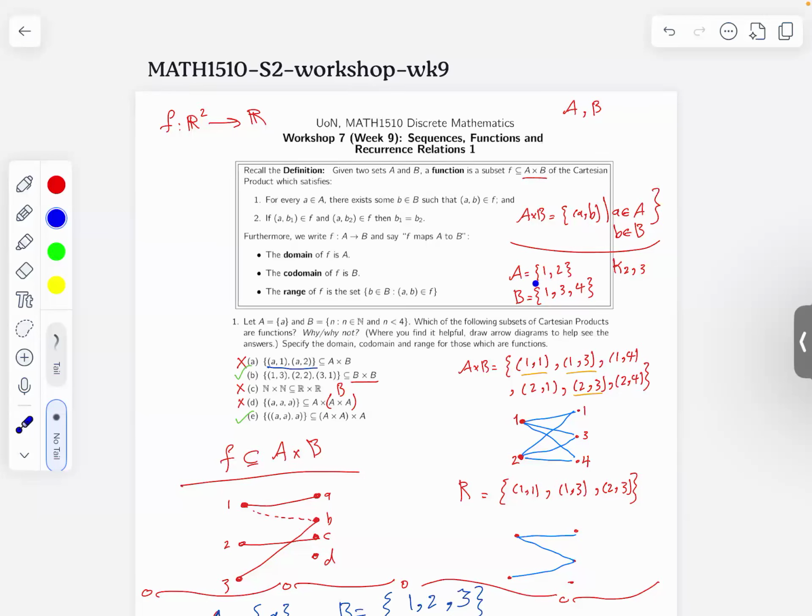For instance, A is {1, 2} and B is {1, 3, 4}. Therefore, A times B will be (1,1), (1,3), (1,4), and (2,1), (2,3), (2,4), which are written here. In the graph, 1 is related to 1, 3, 4, and 2 is related to 1, 3, 4. Maybe we can put arrows.